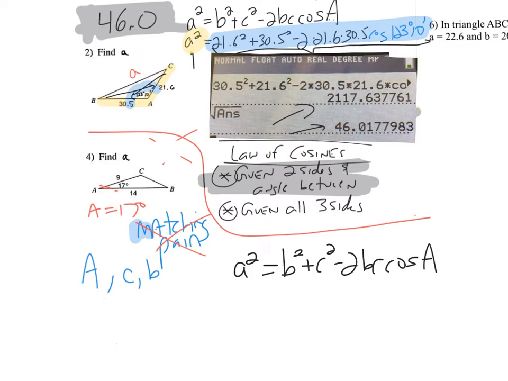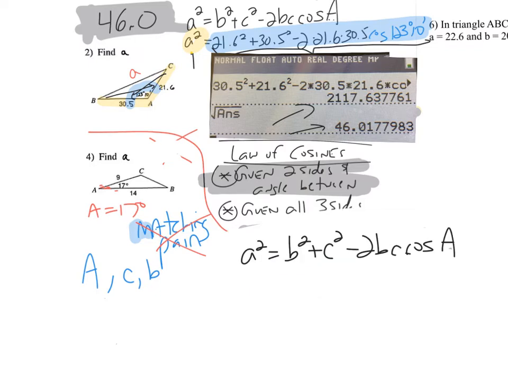Make sure when you're using the law of cosines that your outers match. Here, since you're finding side A, you're going to take the cosine of angle A. So the A's should be on the outside, and then B and C just fill in the center.